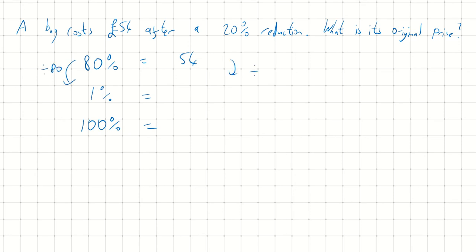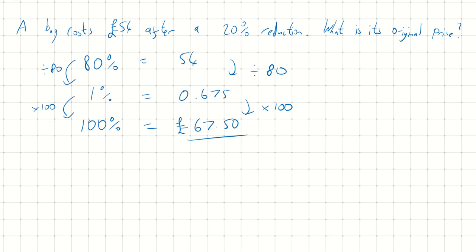And if we do that to both sides, we work out that 1% is 0.675, and then we can get to 100% by multiplying by 100. Do that to both sides, and we get £67.50. And that's our answer, £67.50. That's what 100% is. 100% represents our original price, and the price after a 20% reduction is 80%, and that's our £54.